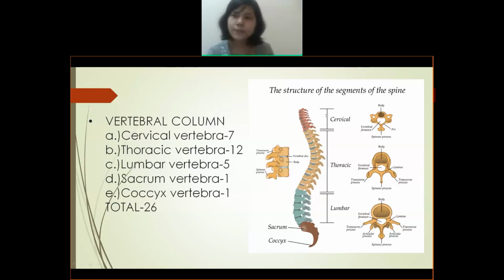The vertebral column is divided into 5 parts. Now let's see the names of those parts of the vertebral column. First is your cervical. This part is your cervical. This first part is your cervical vertebra.